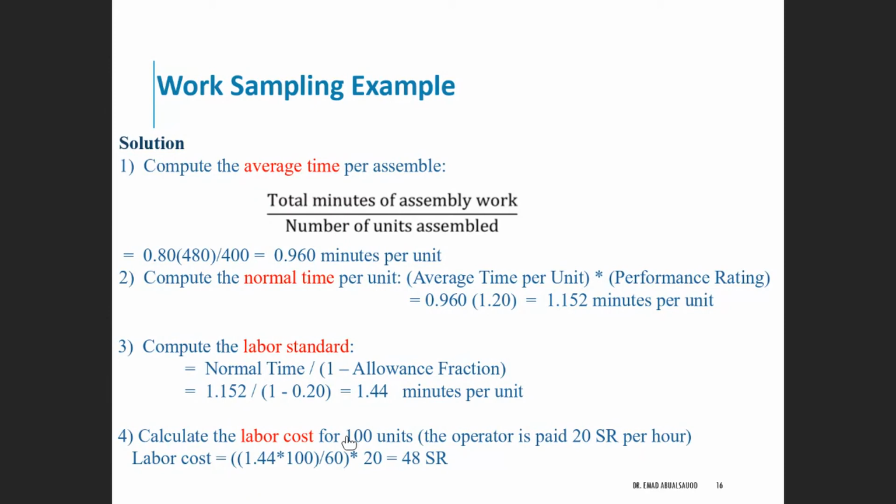How much will it cost me? It's 20 per hour. If it was 20 per minute, this step of dividing over 60 would not be needed. But since the cost was given as 20 per hour, not 20 per minute, I have to divide the value of the minutes here over 60 to convert it to hours. So I multiply the 20 times the multiplication of 1.44 by 100, divided by 60.